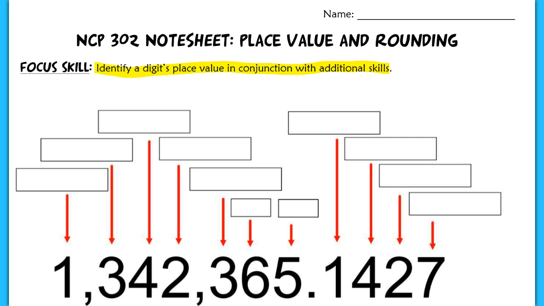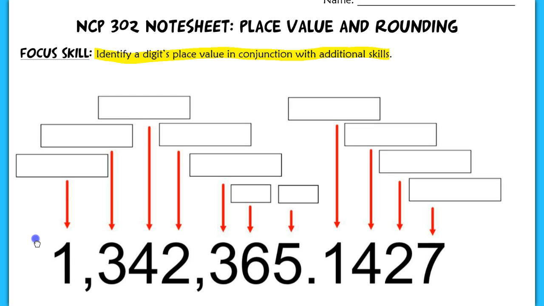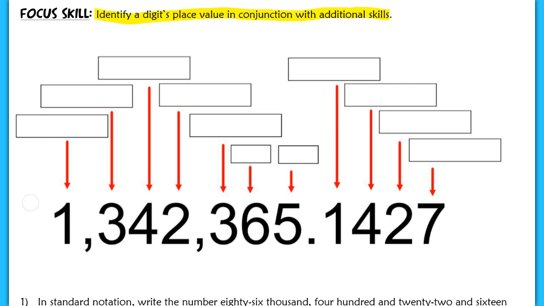So let's begin first with this very large number here. Now this number has a bunch of different place values, okay? So we have a bunch of digits here. Each one of these is a digit. So 1 is a digit, 3 is a digit, 4 is a digit, 2 is a digit, etc. Now each of these has a different place value.